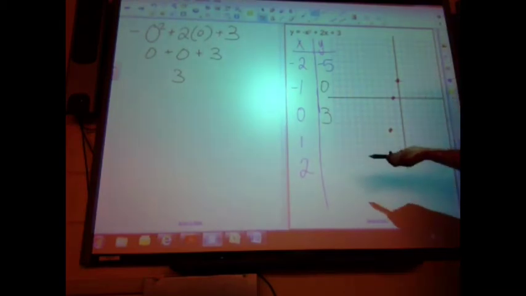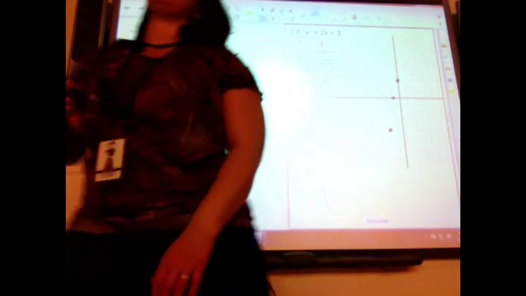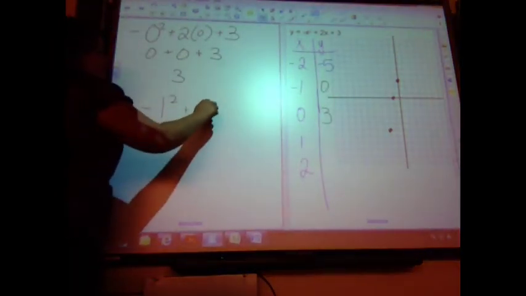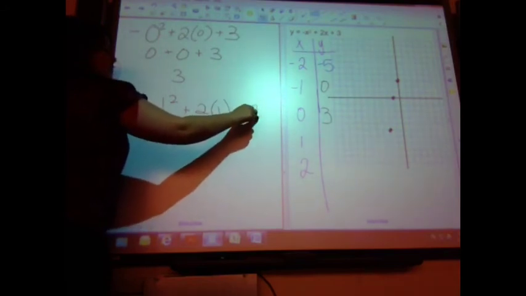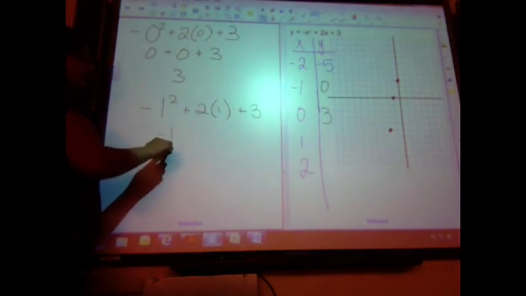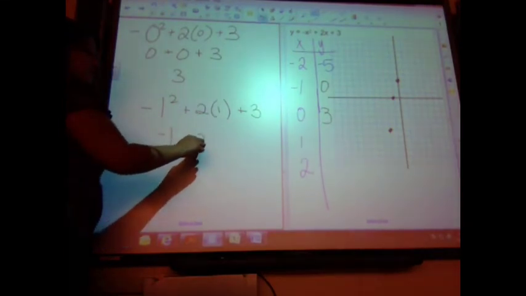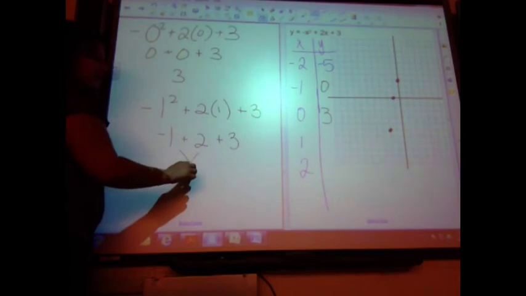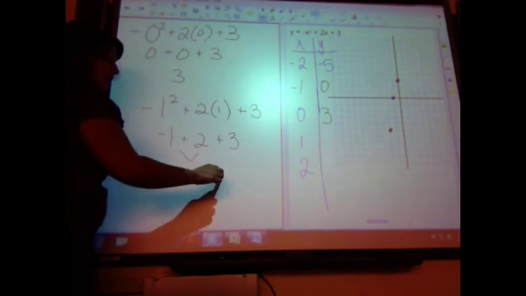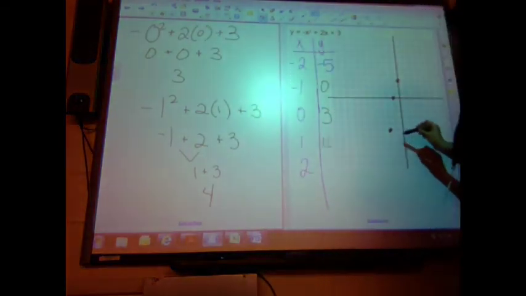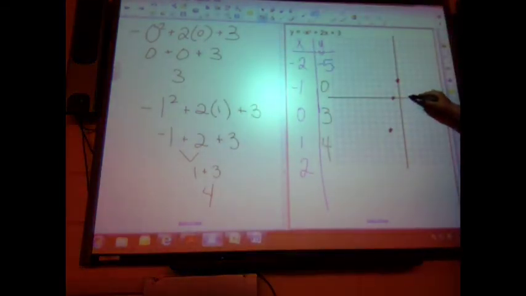Then I continue on. I do the 1 in place of the x. Opposite of 1 squared plus 2 times 1 plus 3. 1 squared is 1. The opposite of that is negative 1. 2 times 1 is 2. Bring down my plus 3. Negative 1 plus 2 is 1. 1 plus 3 is 4. So I'm going to go over 1, up 4.